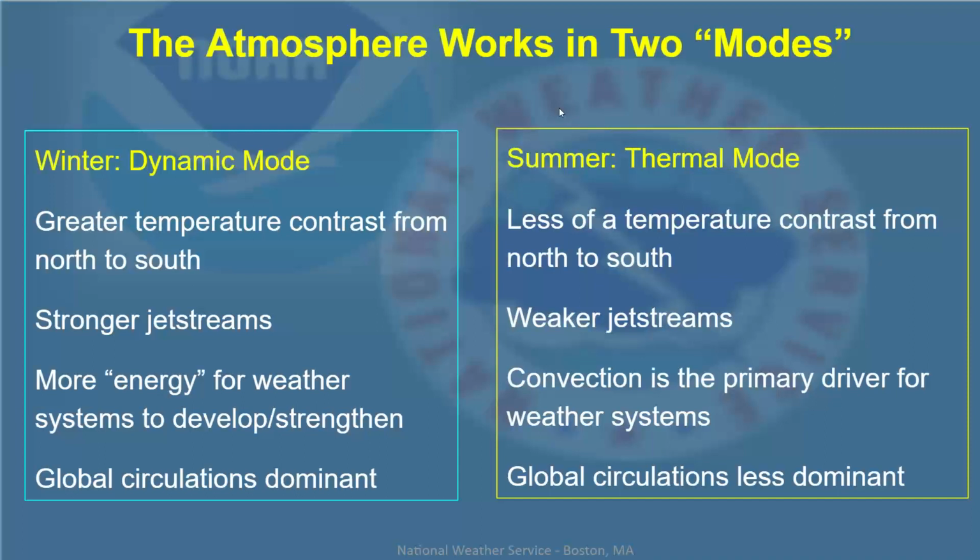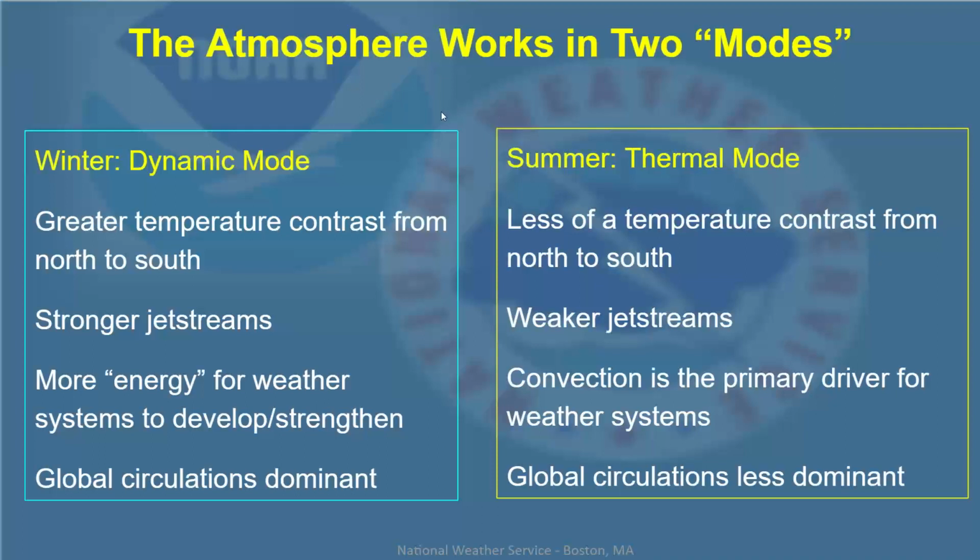So in the wintertime, the atmosphere is in what's called dynamic mode. So that means you're dealing with more dynamics, essentially from the jet stream. So obviously in the winter, we have greater temperature contrasts in the northern hemisphere from north to south. We've got a lot of cold air masses. Once in a while, you get some warmer air trying to work in, but you also have things like the Gulf Stream at play with warmer ocean temperatures.